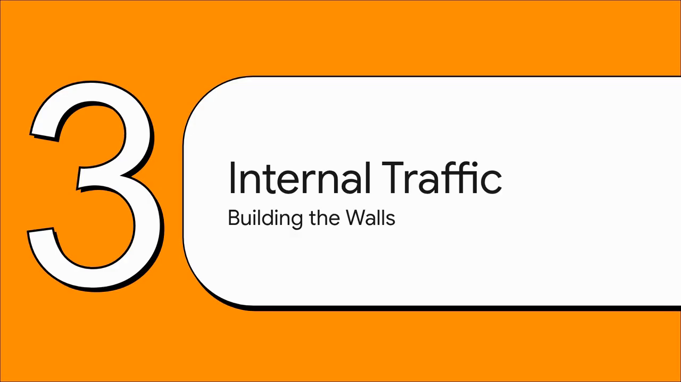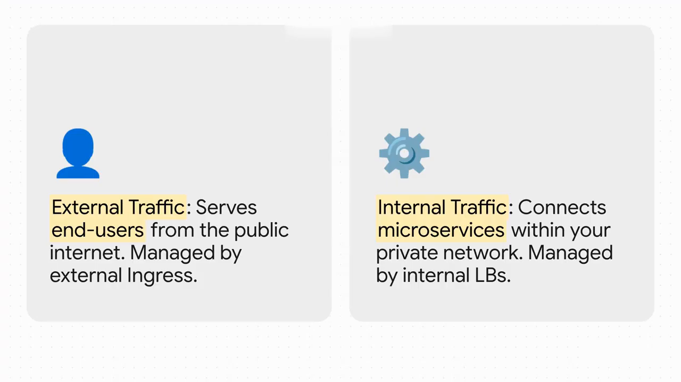Okay, so the front door is open and it's secure. But what about everything that's happening inside the house? Our app is made up of all these microservices that need to chat with each other. So let's build the internal walls that keep that communication private. It is so critical to understand the difference here. External traffic, that's from our users on the public internet, that's what Ingress handles.